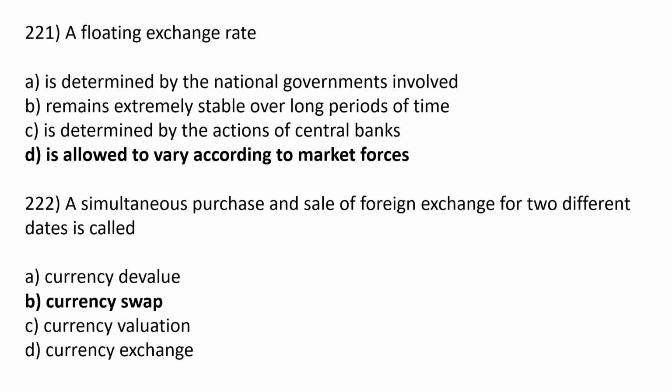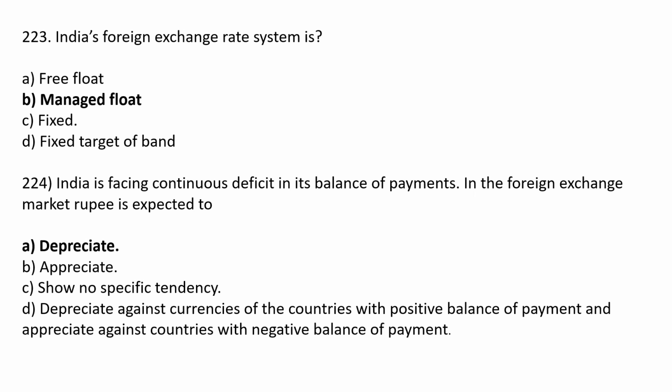A simultaneous purchase and sale of foreign exchange of two different dates is called option A, currency devaluation; option B, currency swap; option C, currency valuation; option D, currency exchange. The correct answer is option B, currency swap. Indian foreign exchange rate system is option A, free float; option B, managed float; option C, fixed; option D, fixed target or band. The correct answer is option B, managed float. India's foreign exchange rate system is managed float.